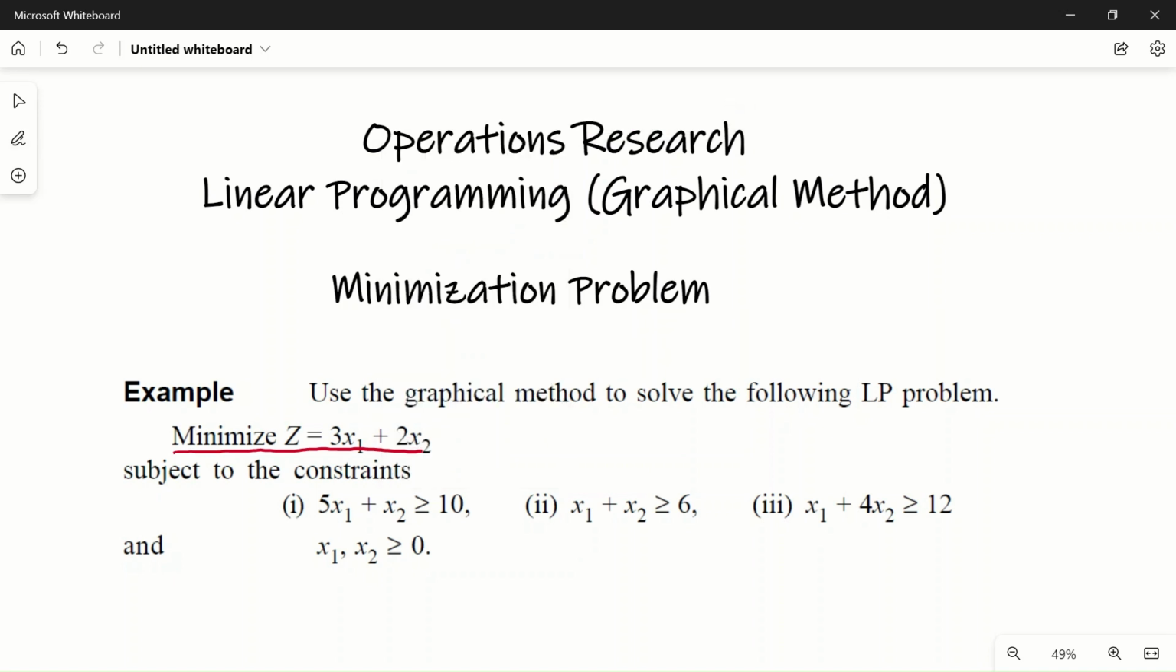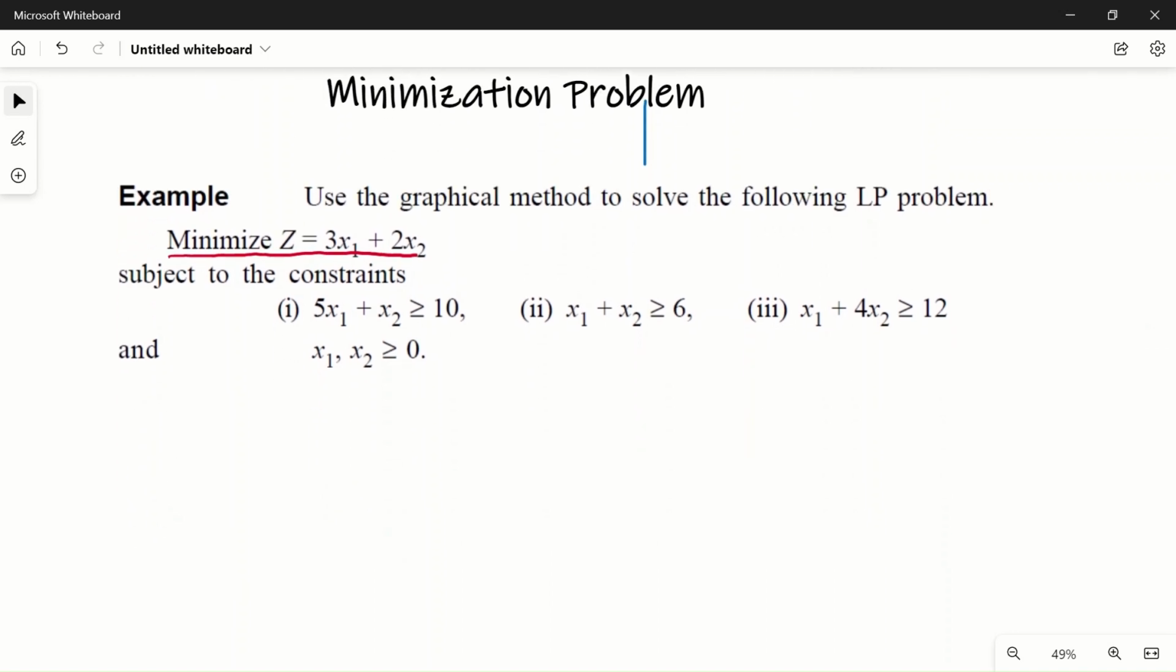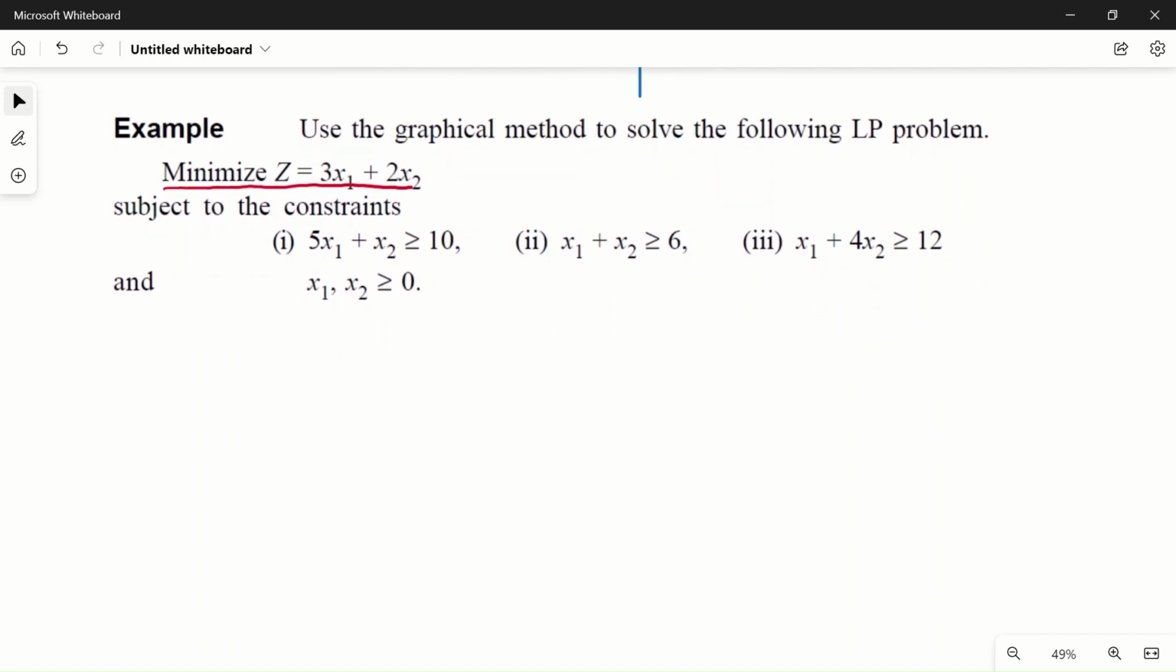So we have been given a function which has to be minimized. This is z is equal to 3x1 plus 2x2. This is our objective function. Always remember that the thing which you have to minimize or maximize is the objective function. Your objective is to minimize, which of course should be the cost for the company. So we have to minimize the cost of the company and maximize the profit. In this case we have to minimize, so obviously this should be the cost to the company. So let's see how to do it.